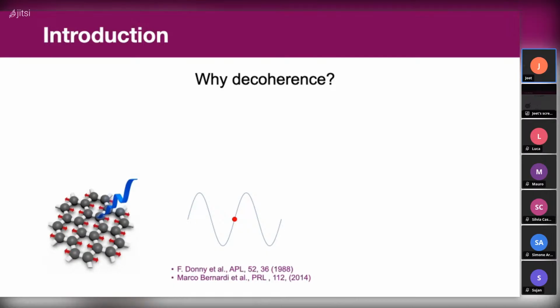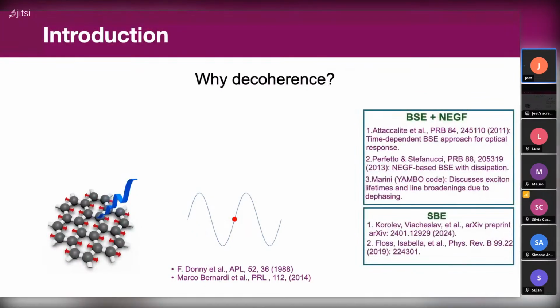But as I mentioned, 350 femtoseconds is quite large, and this relaxation phenomenon is not much explored at the sub-femtosecond theory level. There are several approaches to incorporate such relaxation phenomena, several tools. The first tool is BSE plus NEGF, where BSE is the Bethe-Salpeter equation and NEGF is the non-equilibrium Green's functions.